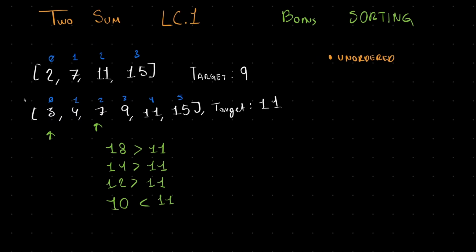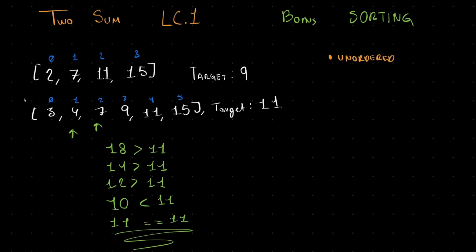How do we find a larger number? Well, we could move the right pointer to the right, but that would give us a solution we already saw, right? We already saw 3 plus 9. So what we're going to do is move the left pointer to the right. And that's going to give us a different number. So 7 plus 4 is equal to 11. And 11 is equal to the solution we're looking for. So that's essentially how we can use sorting to solve this question as well.